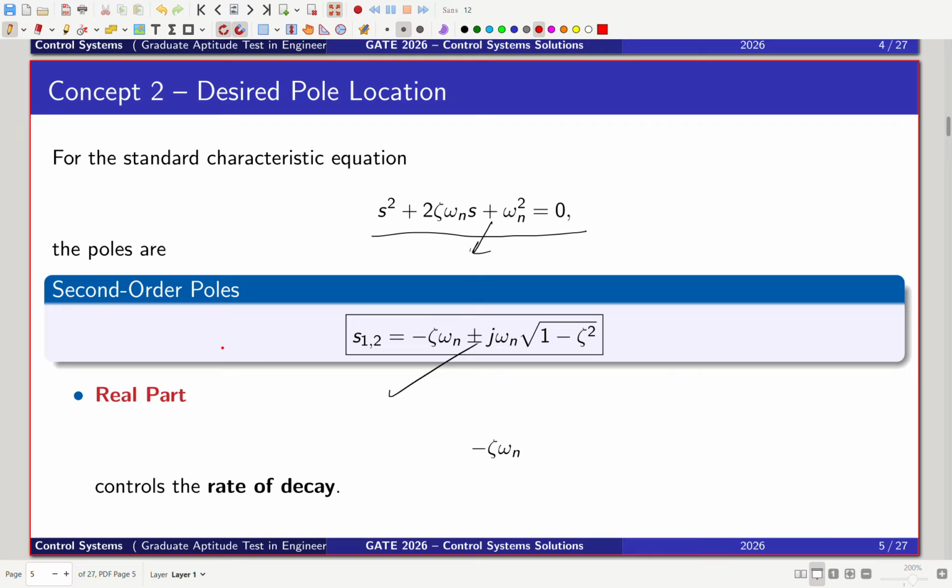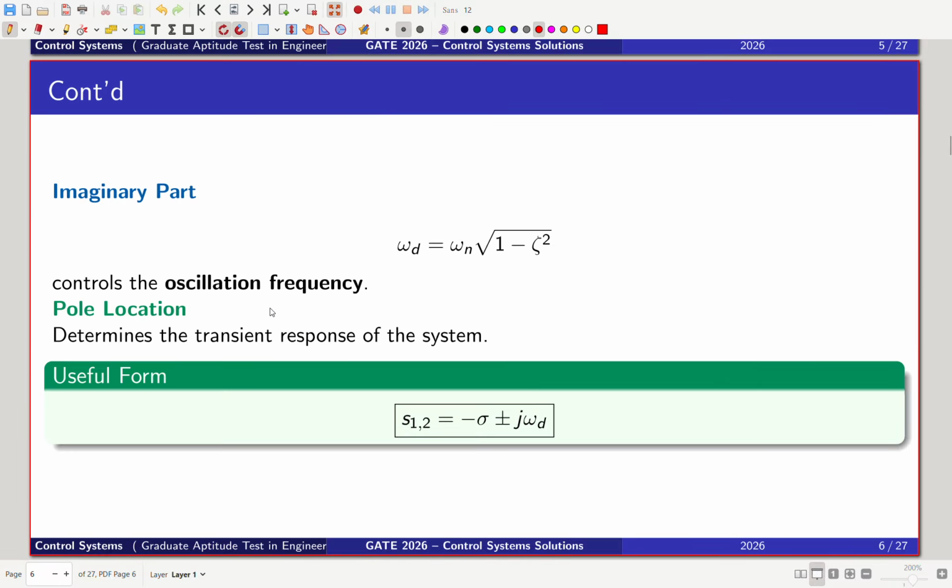So the real part, minus zeta omega n, is responsible for the rate of decay, because it comes as an exponent e to the power minus zeta omega n t, so it tells about the decay rate. The imaginary part, omega d equal to omega n under root 1 minus zeta square, controls the oscillation frequency. So the imaginary part tells about the oscillation frequency, and the real part tells about the rate of decay.